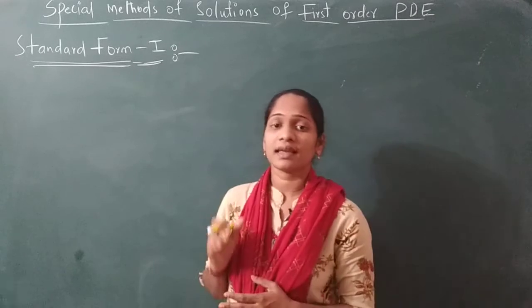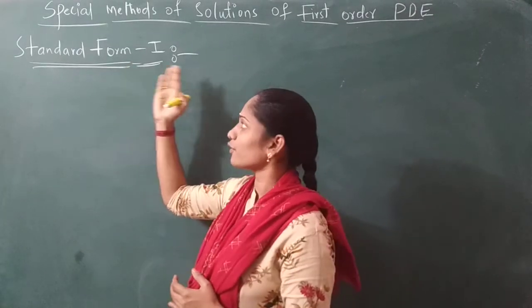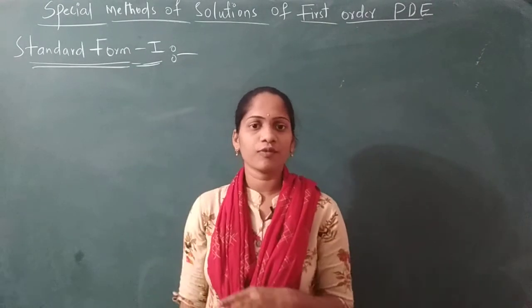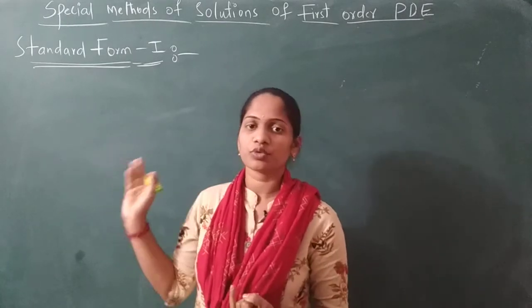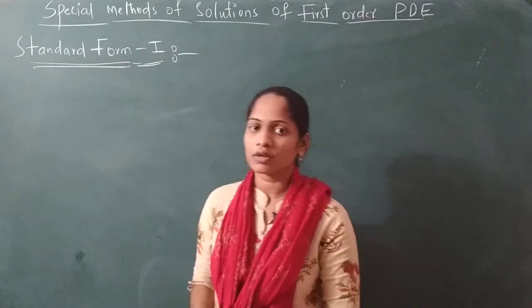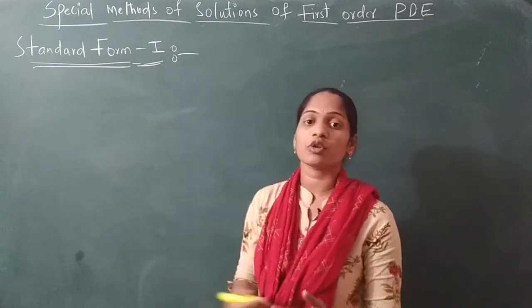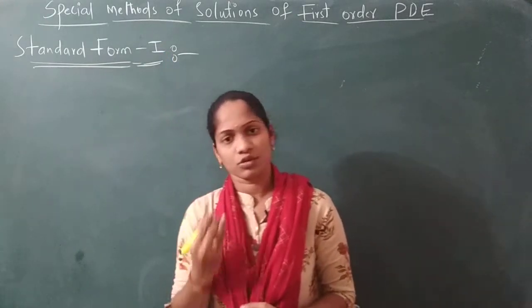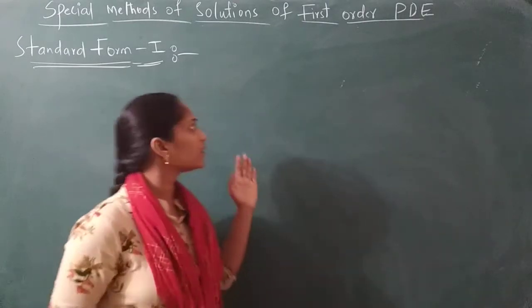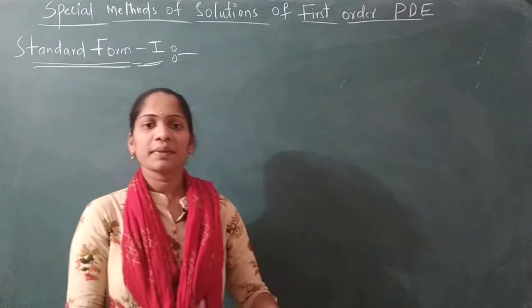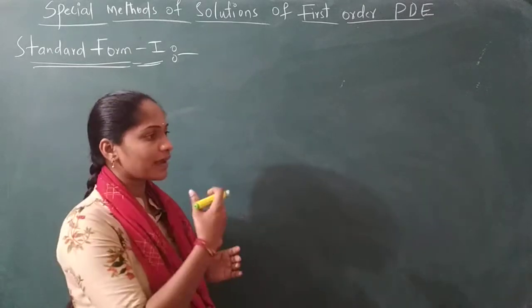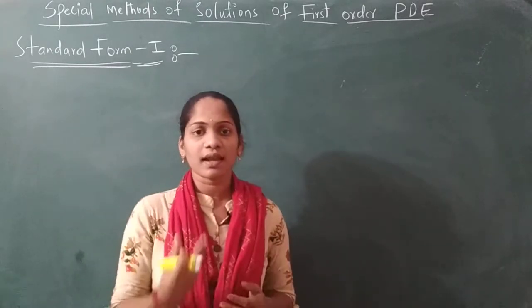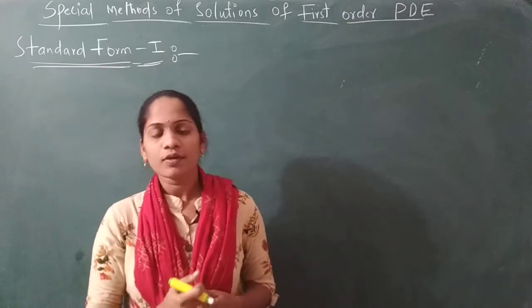In this lecture, first standard form: we have 4 types of standard forms, standard form 1, 2, 3 and 4. We can also call these the special methods of finding the solutions of first order PDE. We can solve all these standard forms using Charpit's method, or otherwise through a shortcut, depending on how the given PDE looks and what to consider.